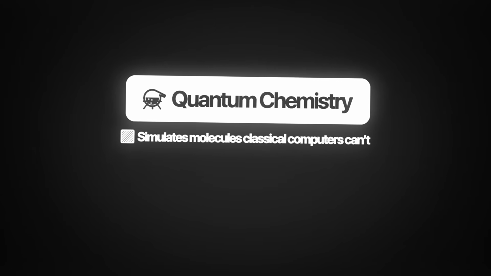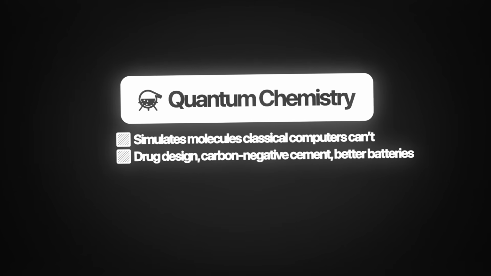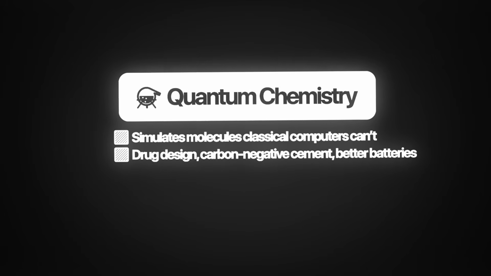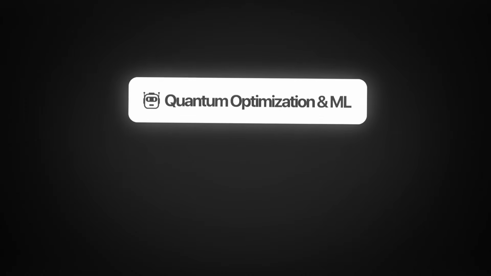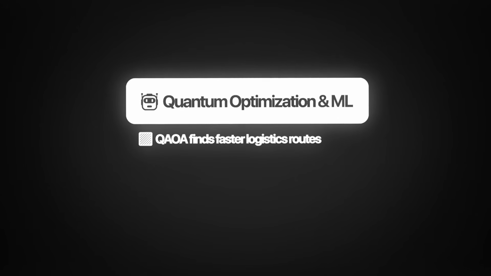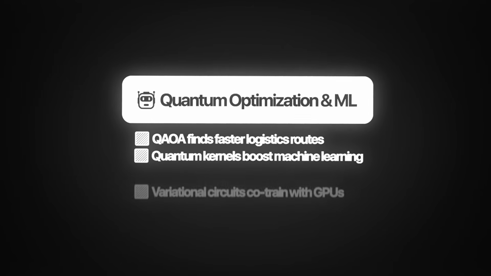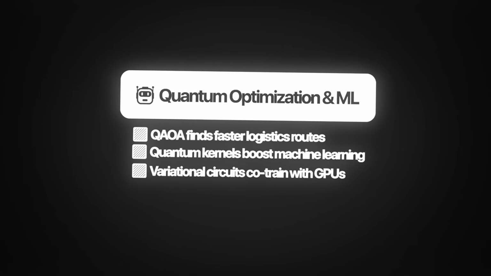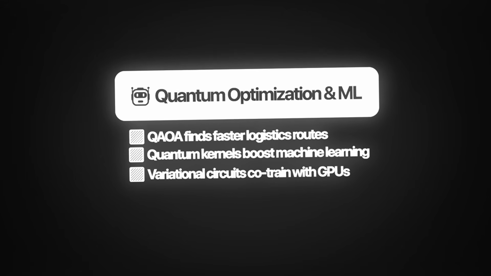Quantum chemistry via VQE or phase estimation promises molecule simulations beyond today's supercomputers. Think enzyme-guided drug design, carbon-negative cement, batteries that embarrass lithium-ion. Optimization and ML: QAOA for logistics routes, quantum kernels that supercharge SVMs, and variational circuits that co-train with GPUs. Early demos already edge out classical baselines on toy datasets.